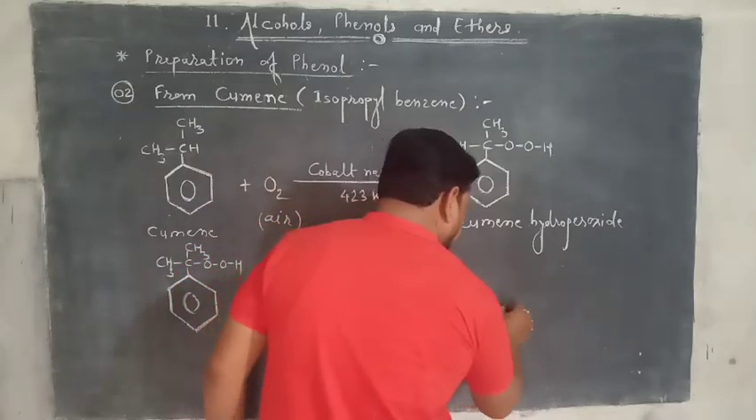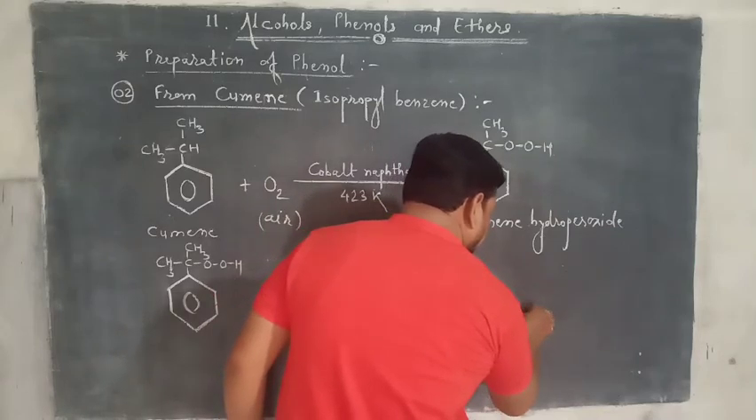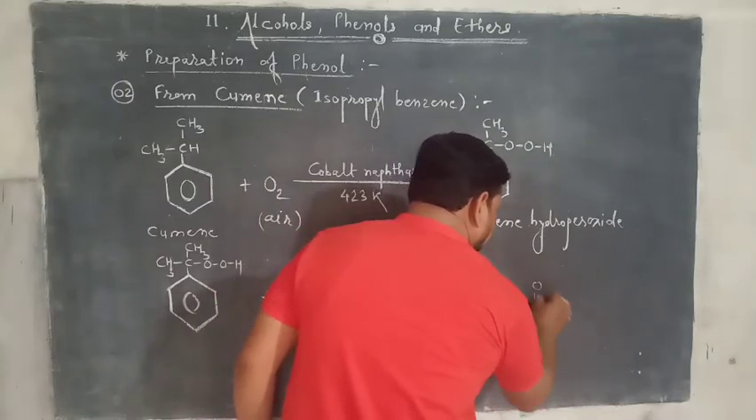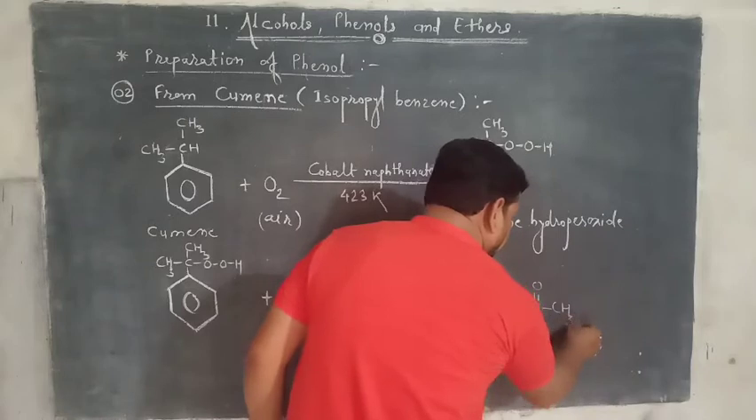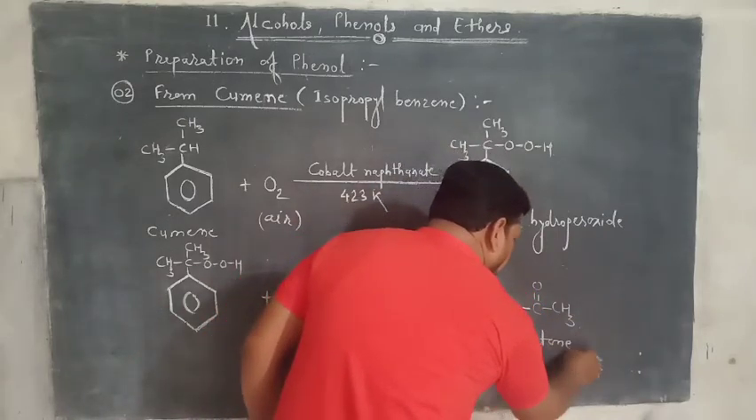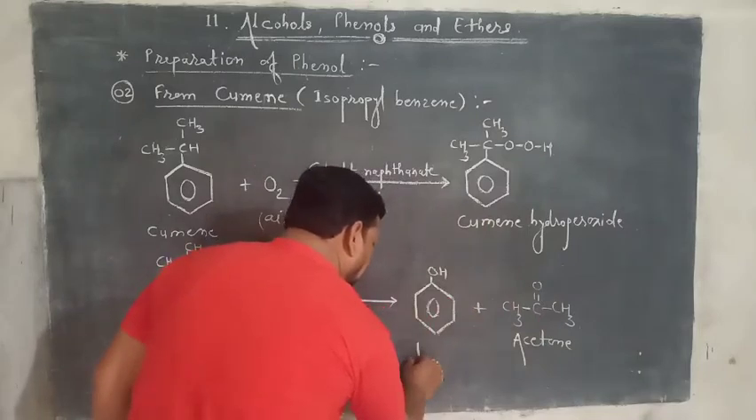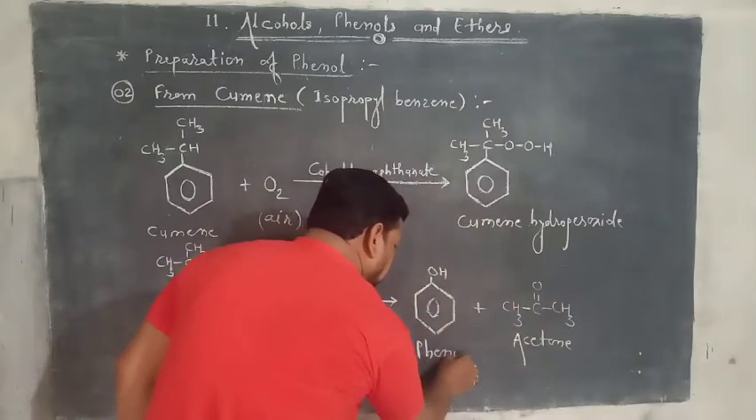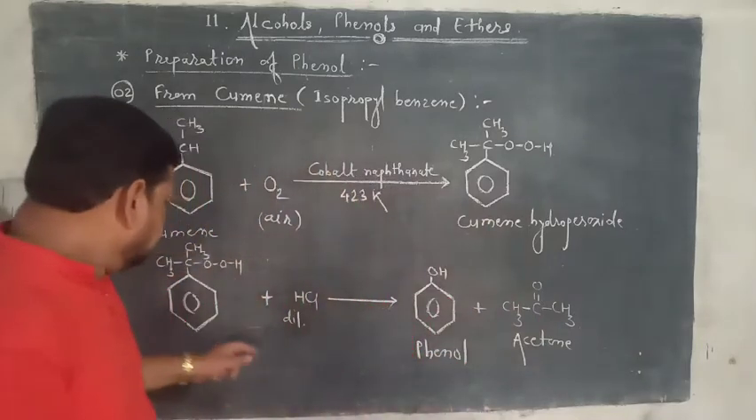and CH3, C double bond O, CH3. That is acetone. It is the byproduct and phenol is the main product.